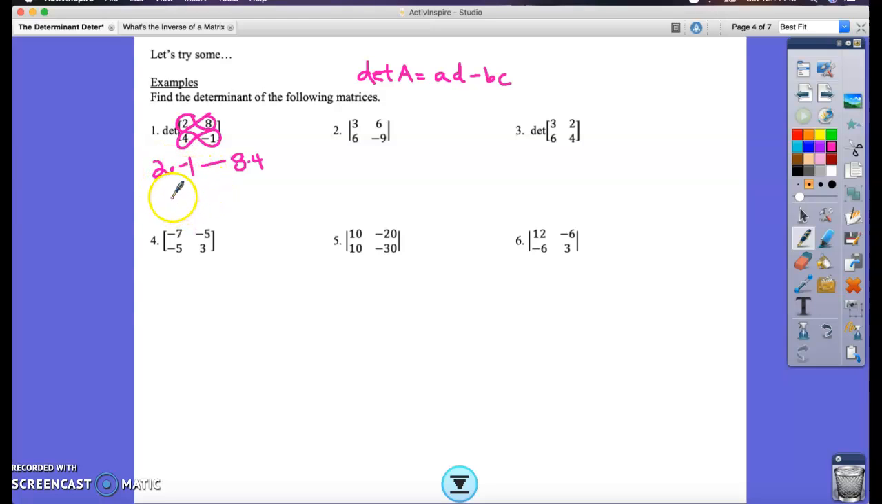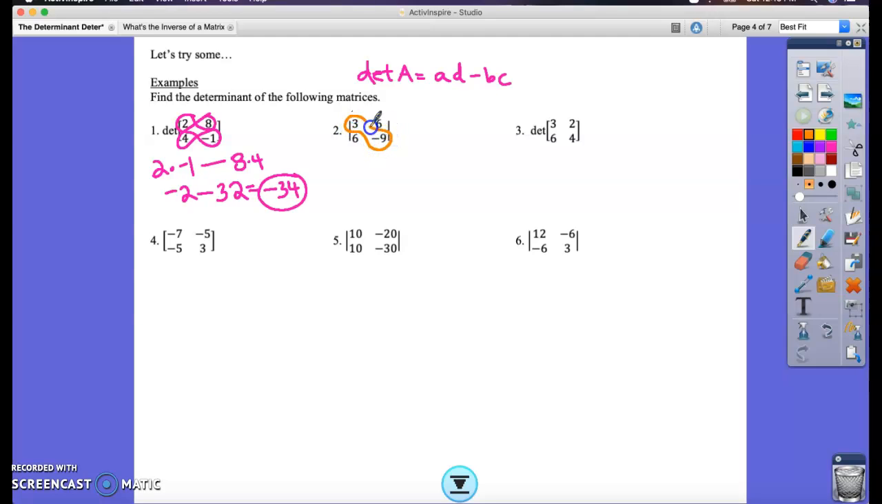All right, 2 times negative 1 is negative 2. Minus 8 times 4 is 32. The only number I don't want it to be is 0, and it doesn't look like it's going to be. If I owe 2 and I owe 32, I owe 34. So this guy has a determinant, so therefore it has an inverse. So here is the determinant of this lovely matrix right there. All right, let's go on to the second one. Let's change colors. Again, absolute value signs mean determinant.